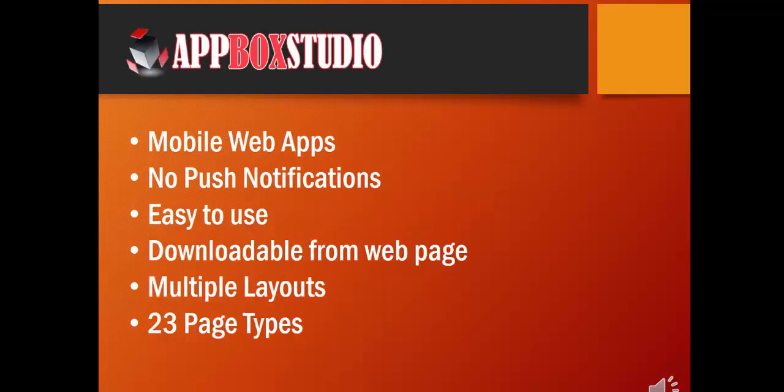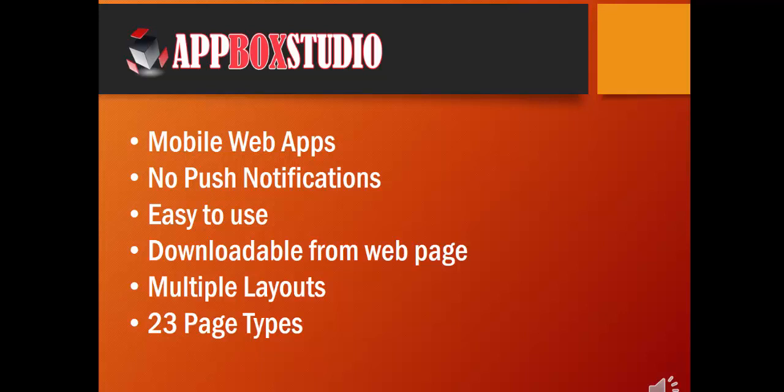Then we have appboxstudio, which is mobile web apps. Now, mobile web apps are slightly different to native apps in that they are not published to iTunes, Google Play, or Amazon. They are downloadable from any web page. So the only drawback for that is that there are no push notifications. So, for example, if a business has an app built with appboxstudio, they can't send push notifications because the apps aren't published in iTunes or Google Play or Amazon.